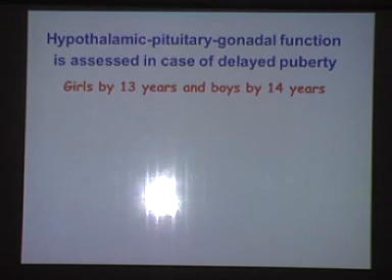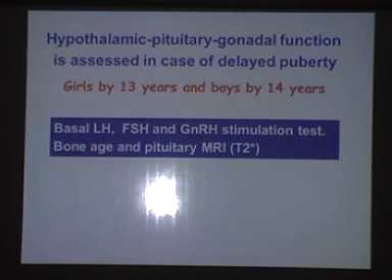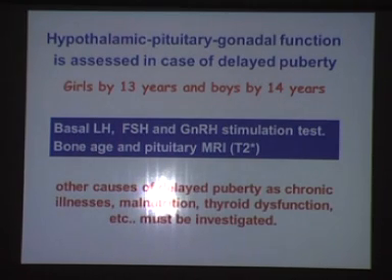The hypothalamic pituitary gonadal function is assessed in case of delayed puberty at 13 years in girls and 14 years in boys by basal LH, FSH, the GnRH test, bone age, and pituitary MRI. And other causes of delayed puberty, such as chronic illness, malnutrition, or thyroid dysfunction, etc., must be investigated.